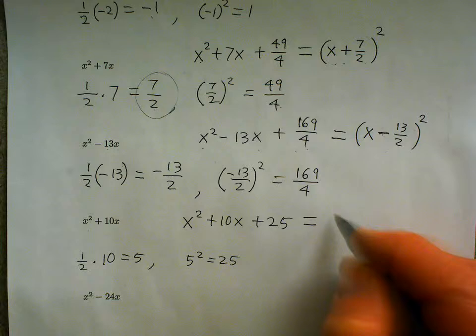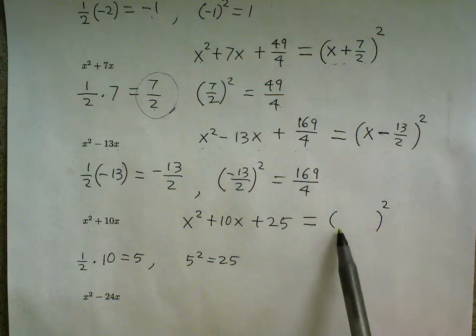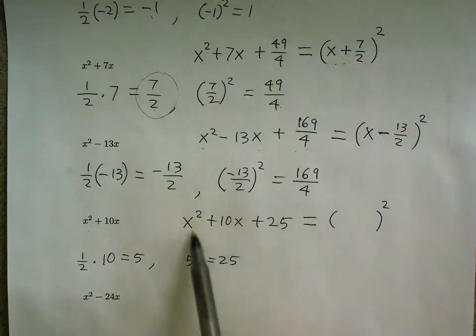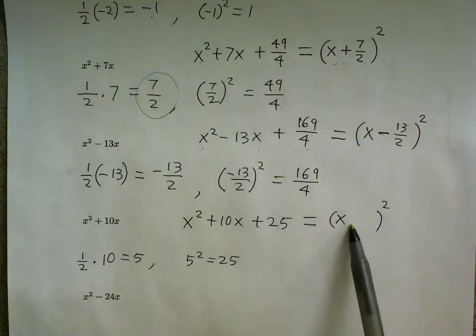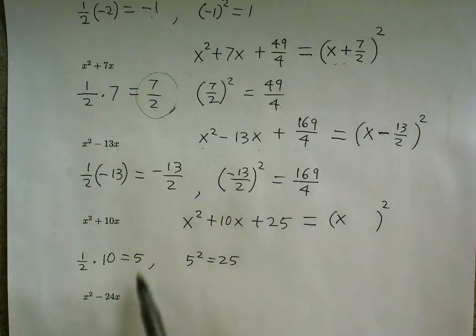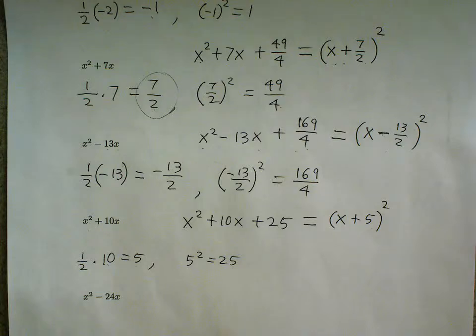It's equal to a binomial squared. So what binomial is it? Since the trinomial has 1x squared, the binomial has to have x. And the number that follows x in the binomial is the same number we got when we took 1/2 of 10, which is positive 5. So we write plus 5. X plus 5 quantity squared is equal to x squared plus 10x plus 25.